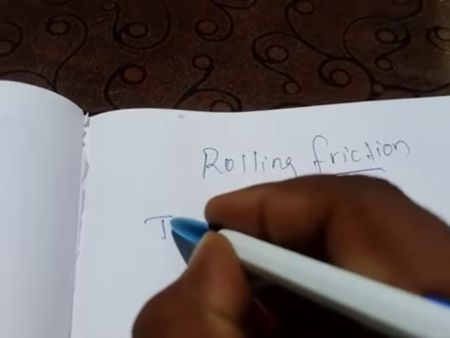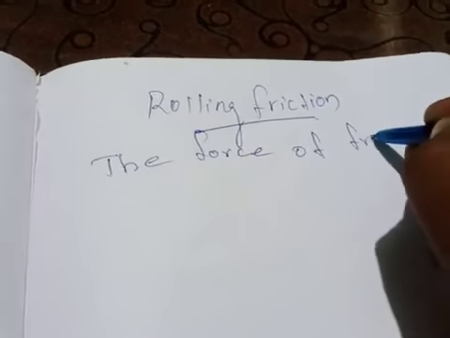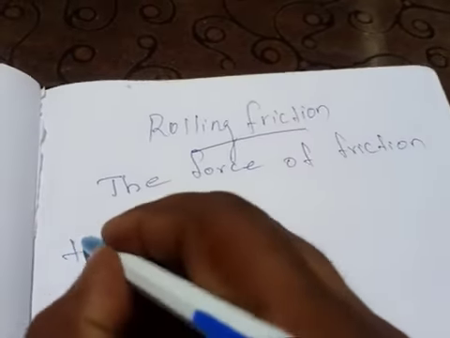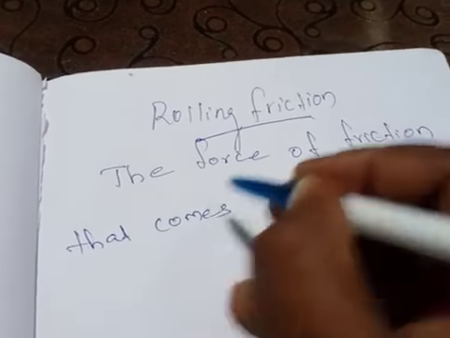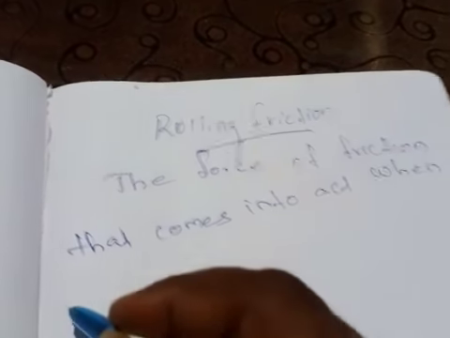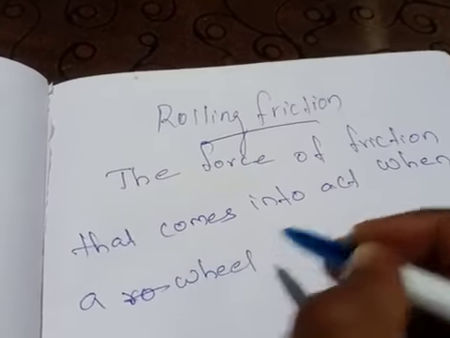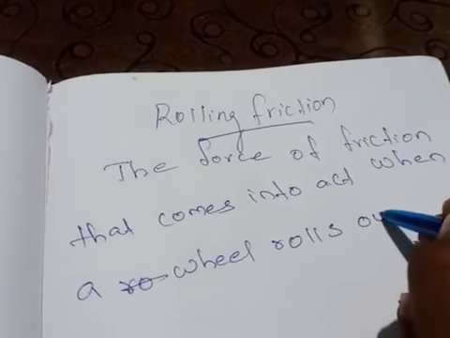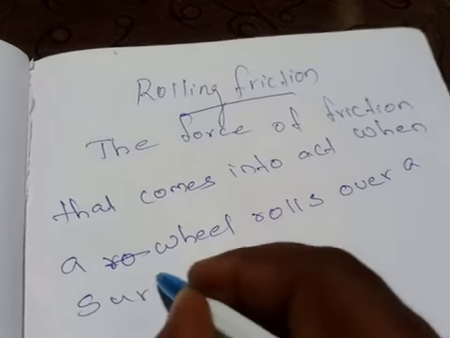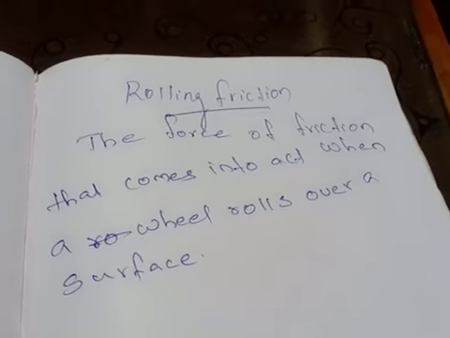So rolling friction, you can define like this: the force of friction that comes into action when a wheel rolls over a surface. This is the rolling friction definition: the force of friction that comes into action when a wheel rolls over a surface. So you can use this definition.